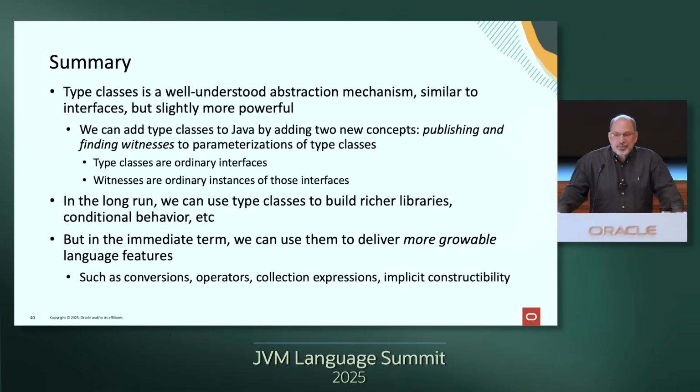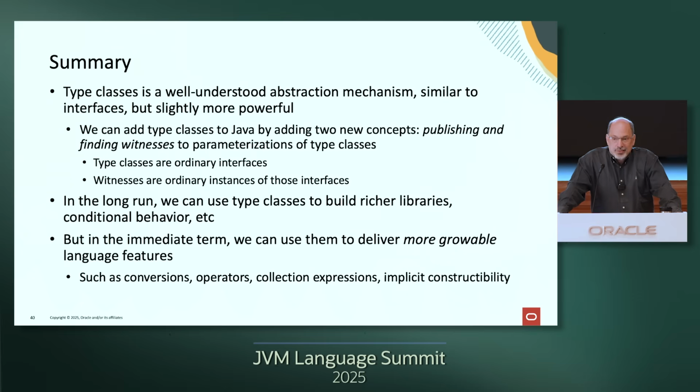So summing up, type classes is not a new concept. It's almost as old as Java. It's a well-understood abstracting mechanism that's been used in a lot of other languages, and it's very similar to something we already have, which is interfaces, but it's slightly more powerful because it's sort of like abstracting over things one level up, over the types rather than over the instances of that type.